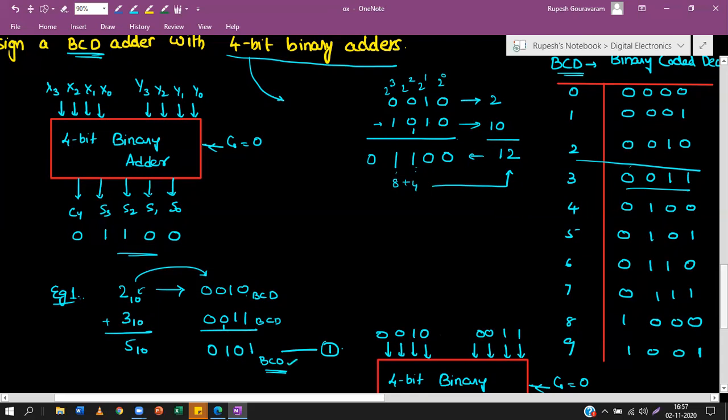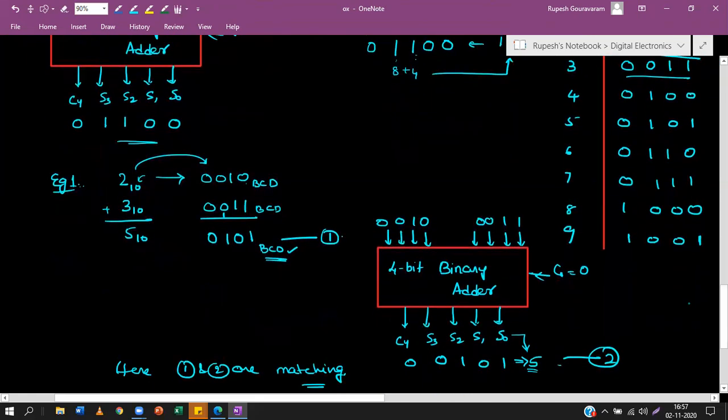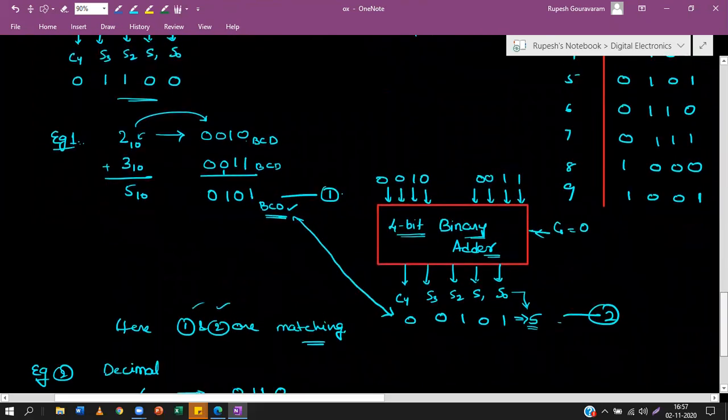BCD form. Whatever we see as the output or result of the 4-bit binary adder, we are getting the same thing here. That is 1 and 2 are matching. Both the BCD addition as well as the binary adder addition are giving the same result. Let us see whether we are getting the same thing in the next case or not.